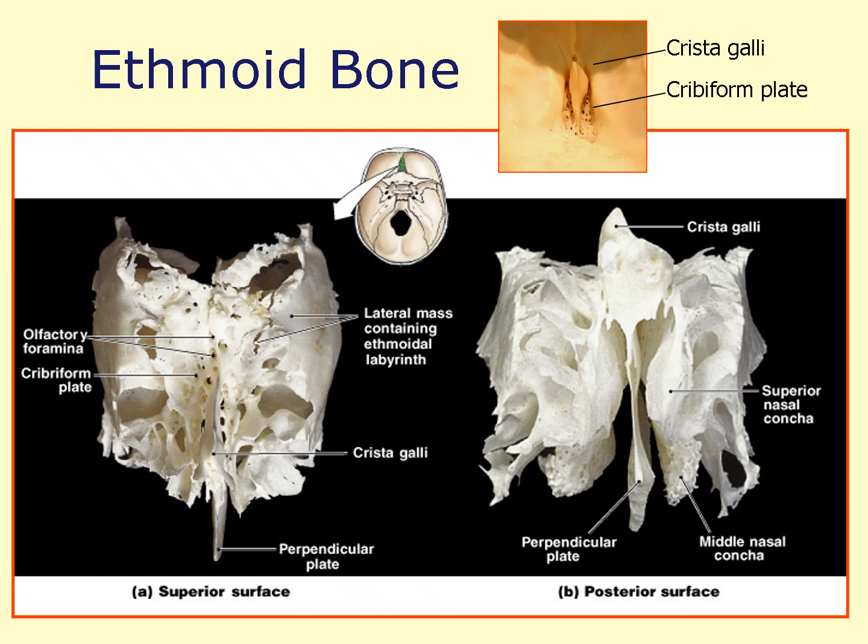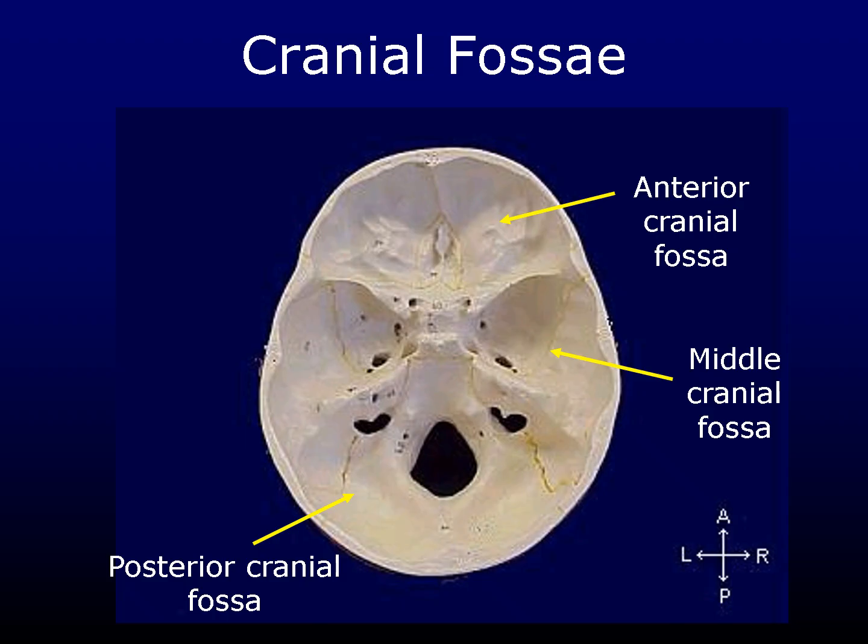The perpendicular plate of the ethmoid forms the superior part of the bony nasal septum. A facial bone called the vomer forms the lower part. Altogether, the bones of the cranial floor form 3 distinct cranial fossae. One, the anterior cranial fossa, is made up of the frontal bone, cribriform plate of ethmoid, lesser wings, and part of the body of sphenoid. It houses the frontal lobes of the brain.